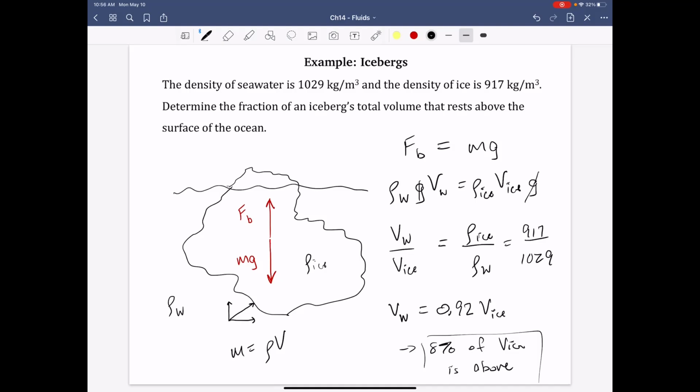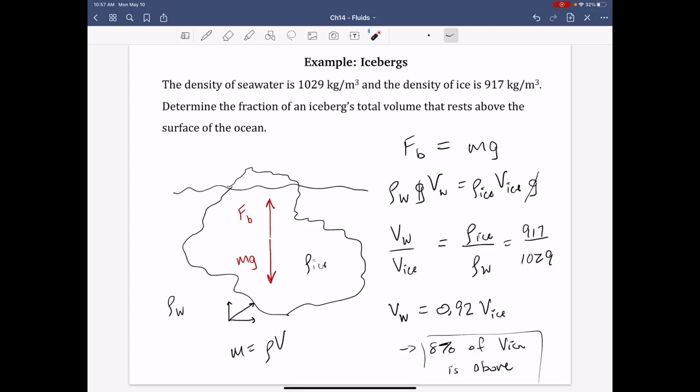But we simply used Archimedes' principle, where the buoyant force is equal to the density of the fluid displaced times g times the volume of the fluid displaced. All right, there you go.